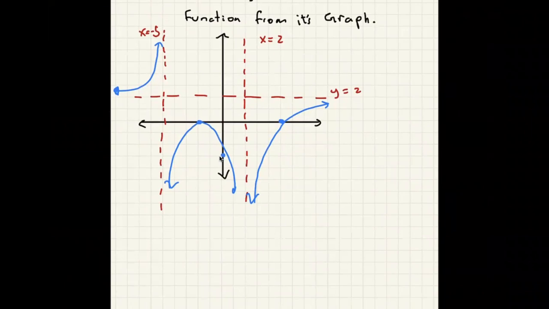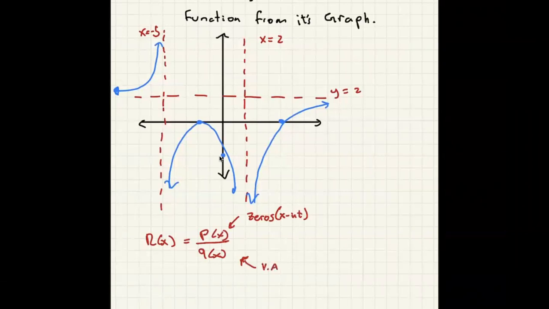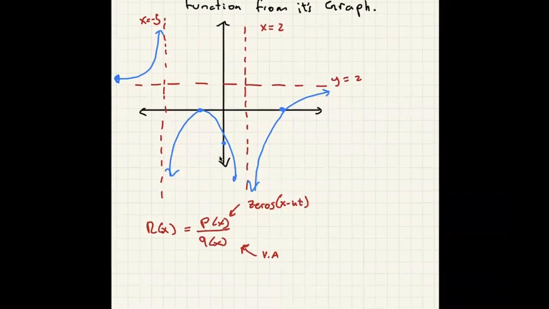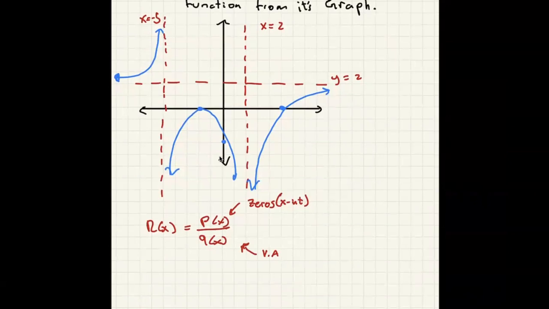All right, so remember R of x is equal to P of x over Q of x, right? The top part is the zeros, or x-intercepts. The bottom determines our vertical asymptotes. Okay, and then we'll use the rest to find out what we need. So let's start with our zeros, right? So let's start with our x-intercepts, okay?